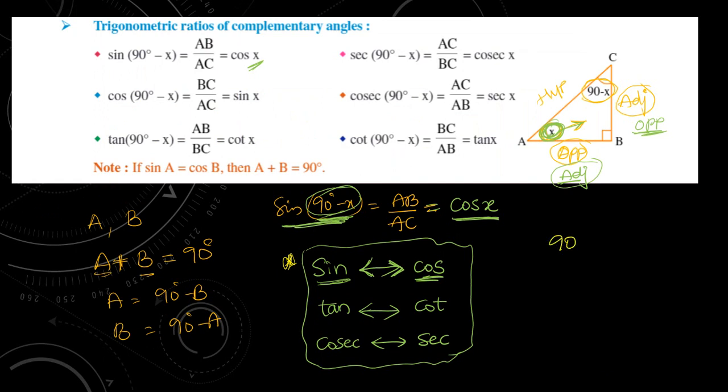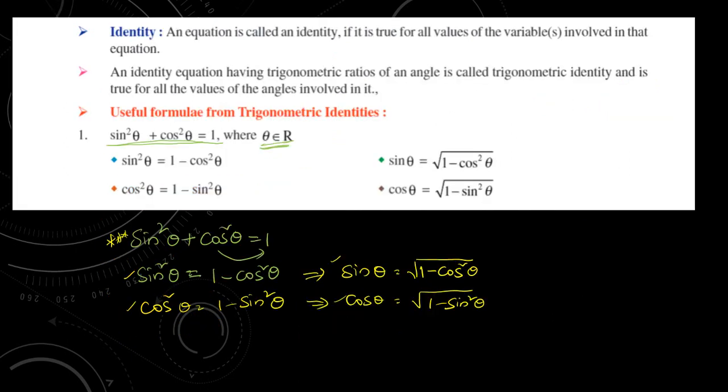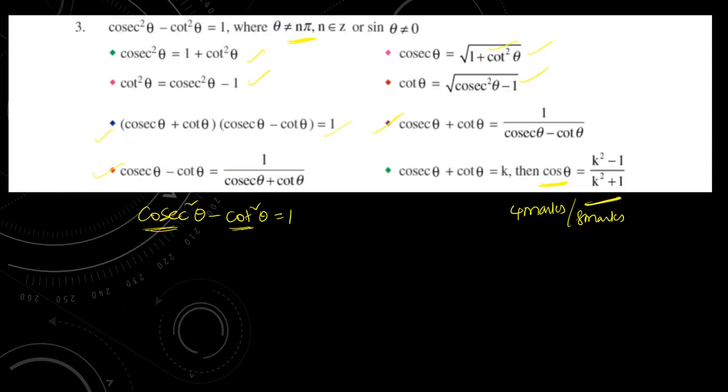Whenever you have the 90 minus theta or 90 minus x form, because of this 90 degrees we are going to have these changes, right? So this table makes 1, 2, 3, followed by these trigonometric identities. So finally, we need to remember these 4 things in this chapter. If you can remember these 4 things in this chapter, then trigonometry is very easy to understand and to solve the problems, right?